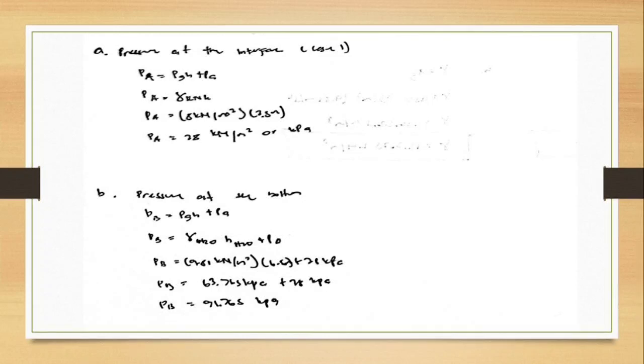If we take point 0 at the surface of a liquid open to the atmosphere, where the pressure is the atmospheric pressure P_atm, then the pressure at depth h from the free surface follows, where P0 is the pressure open to atmosphere. That is our final answer for B: the pressure at the bottom is 91.765 kPa, and the pressure at the interface is 28 kilonewtons per meter squared, or kPa.